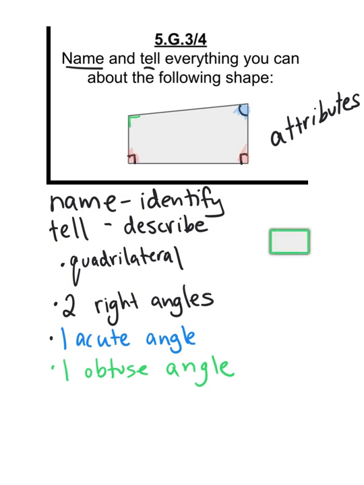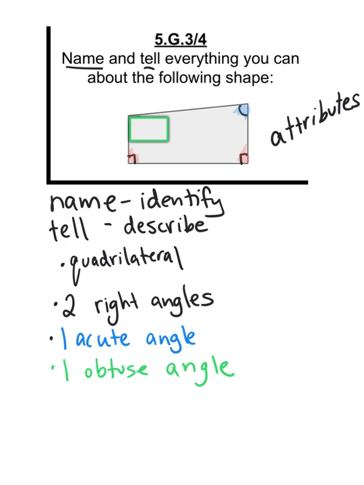What if I made a little square? Could I stick this in the corner and see? Yes, see, it's just barely bigger than my 90-degree angle. I was right. I do love being right. Okay, so it's a quadrilateral with 2 right angles, 1 acute angle, 1 obtuse angle.